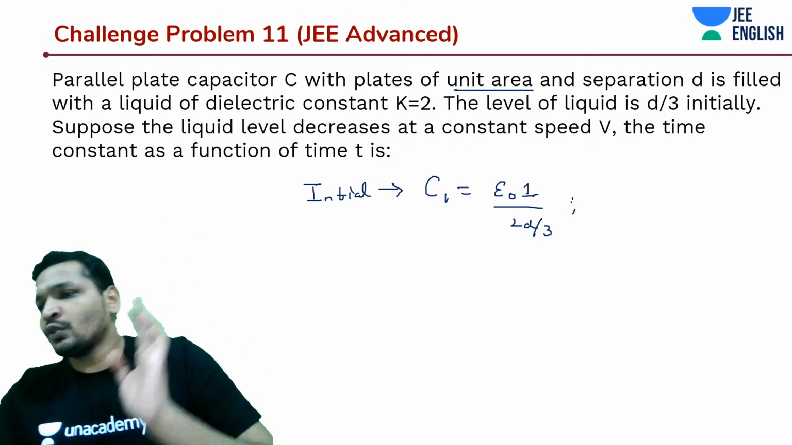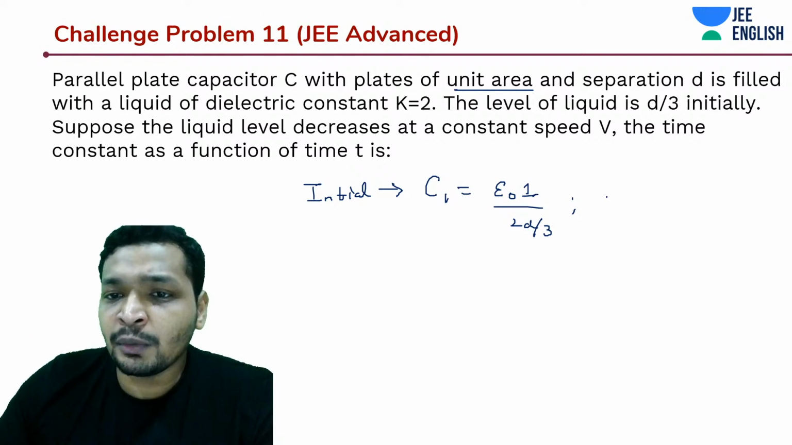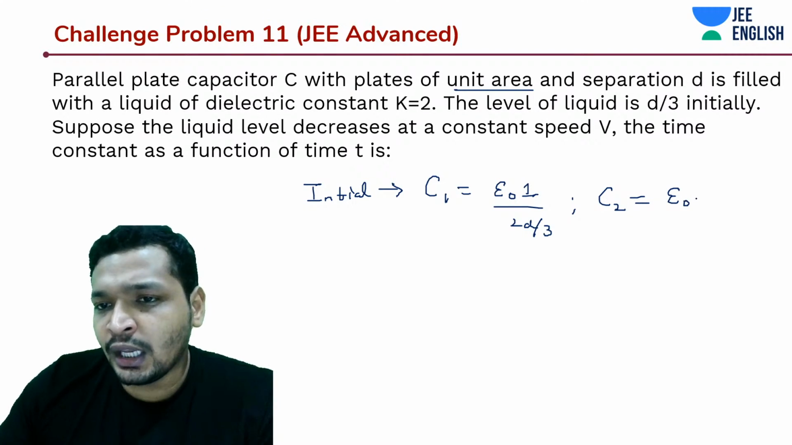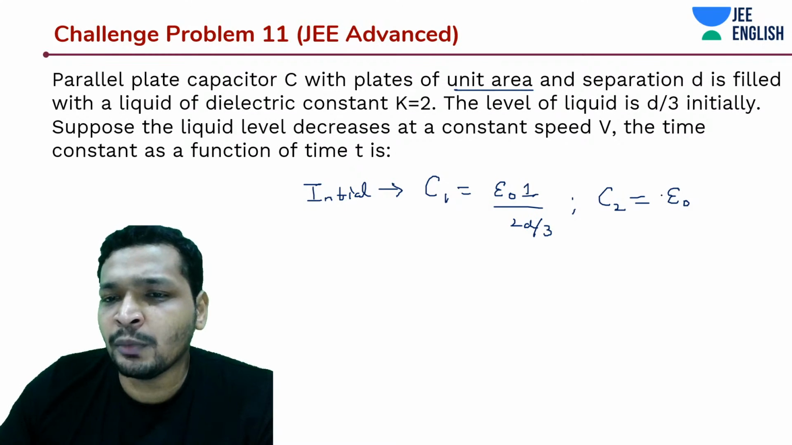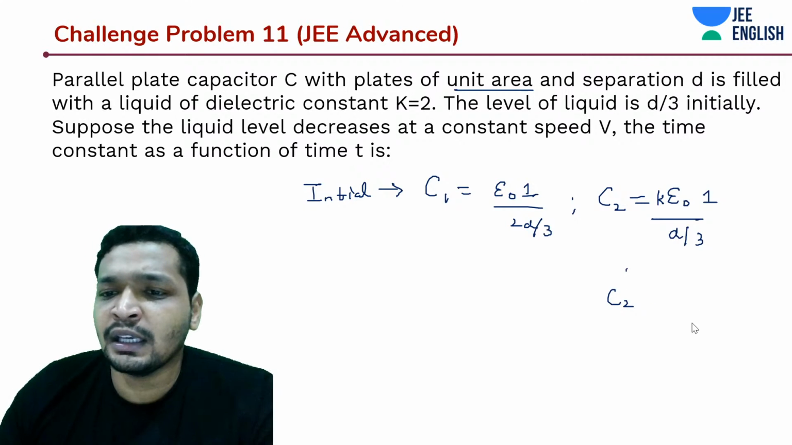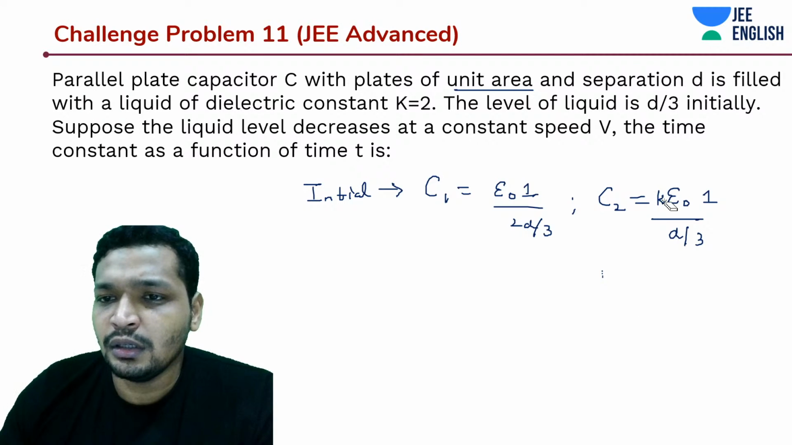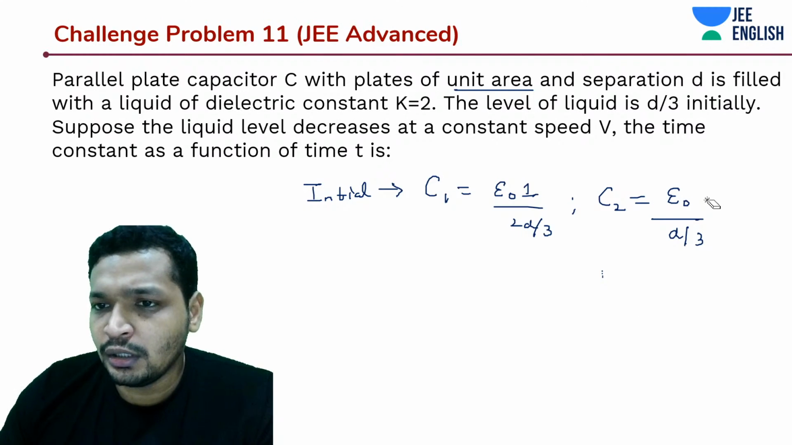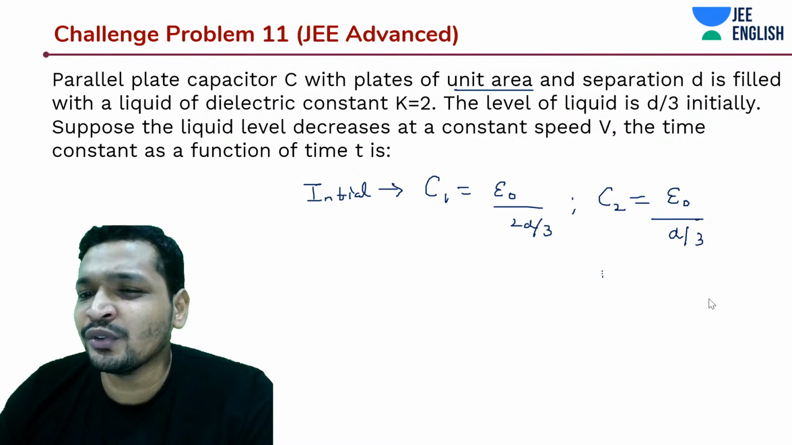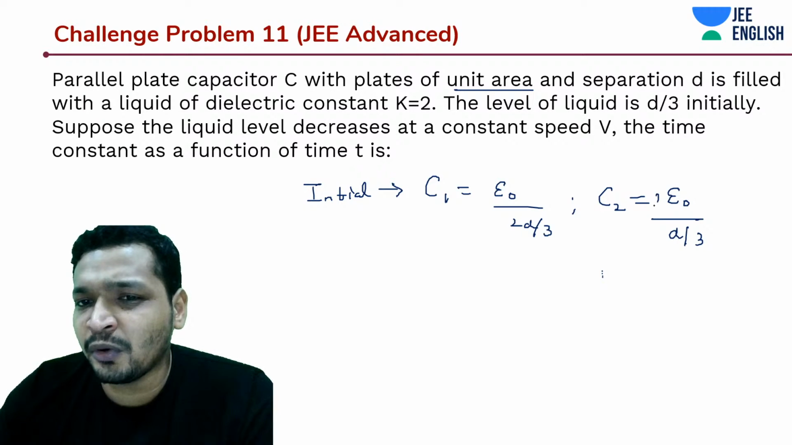Do remember C1 and C2 are in series. And what about C2? C2 is epsilon naught into k, or k into epsilon naught. How much is k? 2 into 1 divided by d by 3. How much is C2? C2 is something like that. This is initially. I'm just erasing this and writing that k over there itself. So this should be 2, and this should be just epsilon naught over 2d by 3. Don't get confused once you see these kinds of problems. There is nothing, guys.